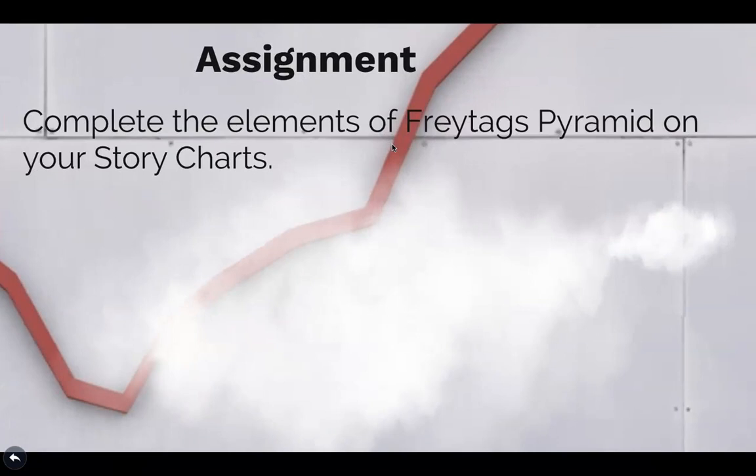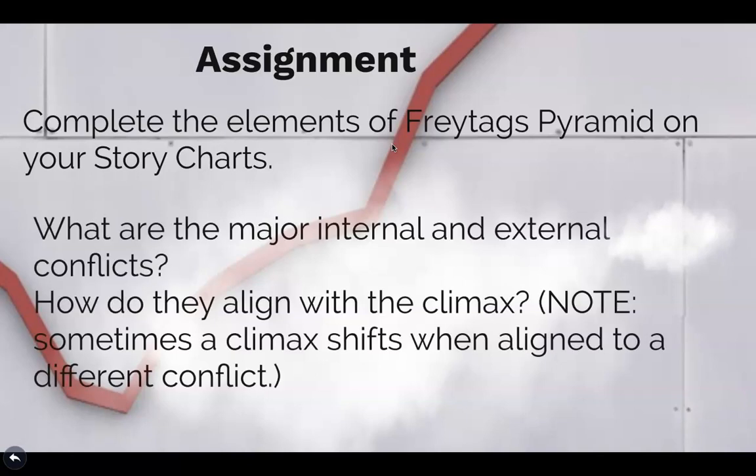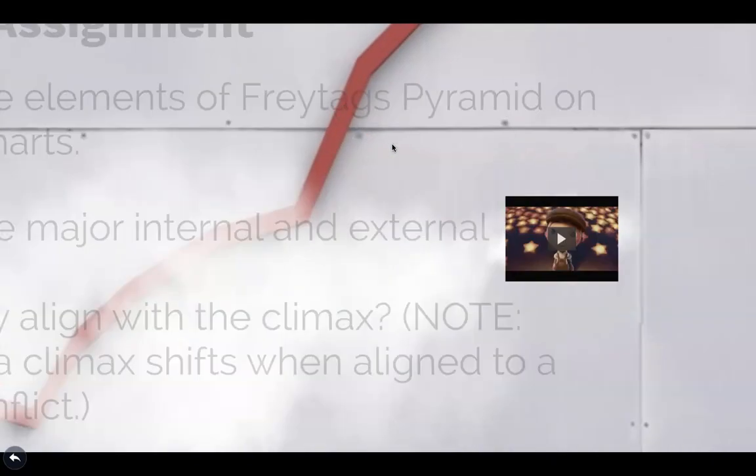In my class, I gave an assignment to now complete the elements of Freytag's Pyramid on their story charts and to plot the major internal and external conflicts and to critically analyze, do they align together? Is the conflict that you are tracking aligned with the climax of the story?